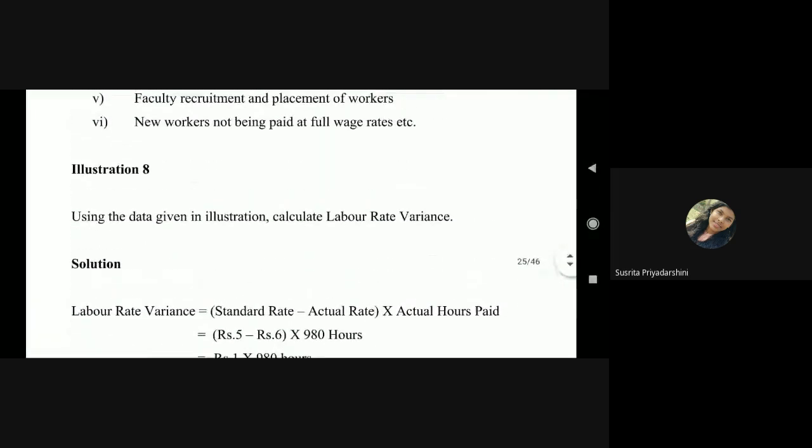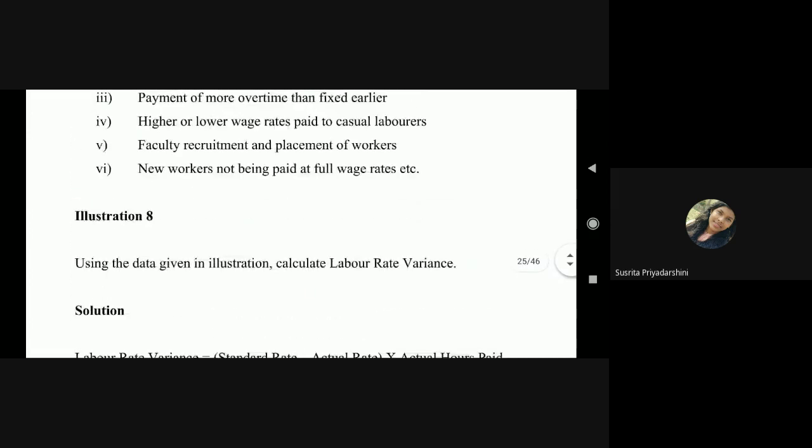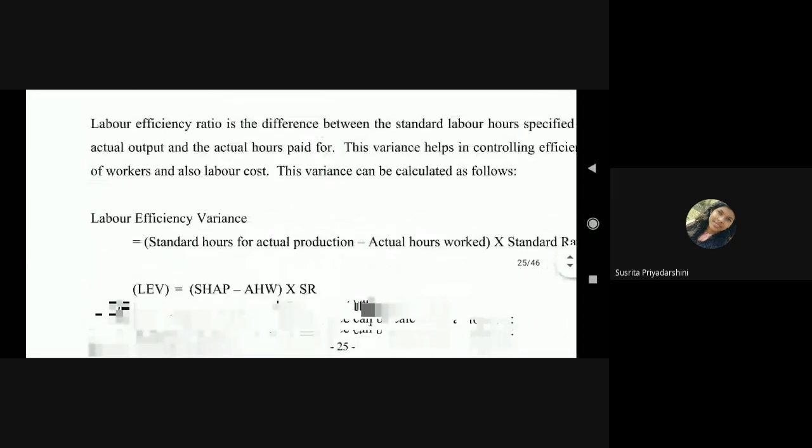नेक्स्ट, यहाँ पर दिया गया है एक क्वेश्चन. यूजिंग द डाटा गिवन इन इलस्ट्रेशन कैलकुलेट लेबर वेरिएंसेस. कौन सा वाला दिया गया है? इलस्ट्रेशन 8.